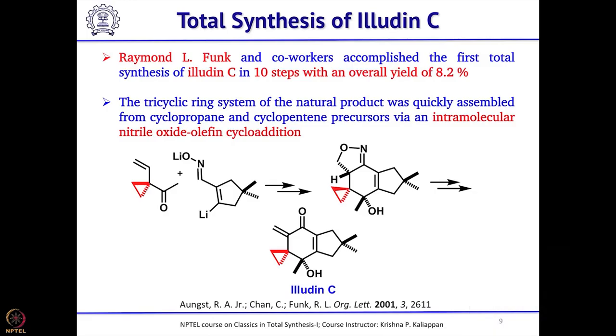Before that, if you look at these two natural products, there are key reactions and there are key starting materials. How they are made, that we will have some discussion, so that it will be useful when you talk about the total synthesis. So what is the key reaction? If you look at both syntheses, the key reaction is 1,3 dipolar cycloaddition. And what is the key intermediate which is used in illudin M and illudin C? In one case, we have used nitrile oxide. In the other case, we have used carbonyl ylide.